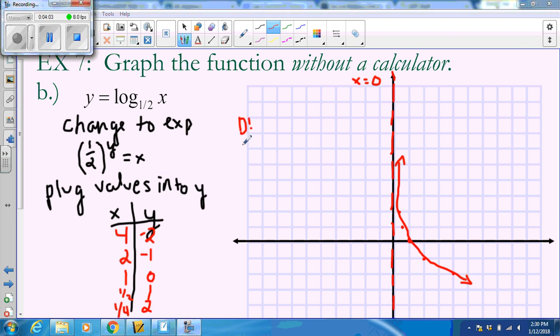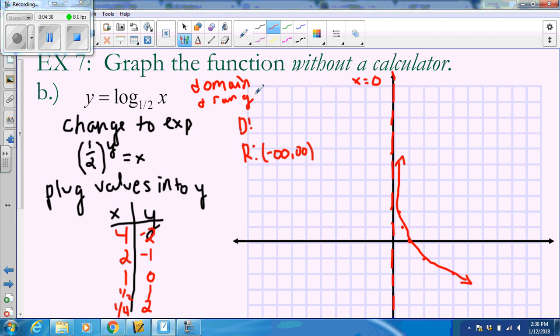Now remember, domain and range of our exponential and logs, they reverse. So domain and range of our exponential now becomes the range and domain of our log. So we know that the domain of exponential is all real, so negative infinity to positive infinity. That means the range on our exponential is going to be all reals. So domain and range switch.